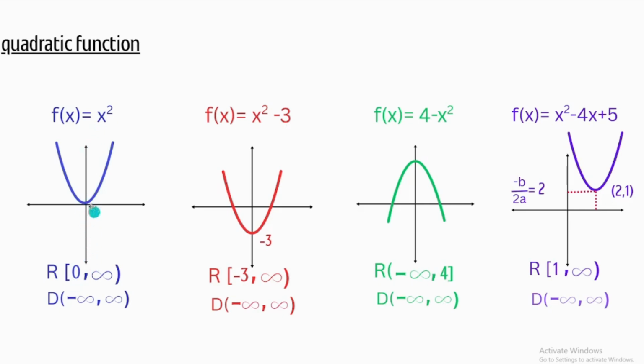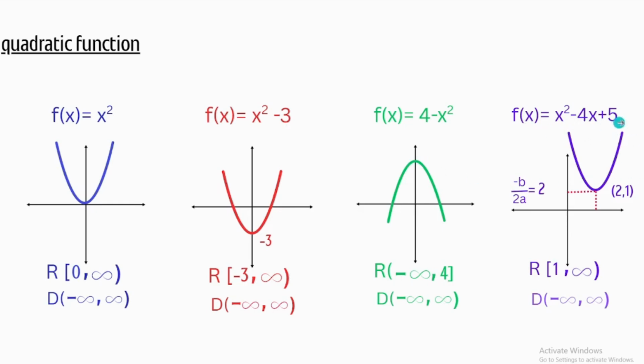Here on the y-axis, the minimum value is from 0 to infinity. In this case, for x squared minus 3, the minimum on the y-axis is minus 3 to infinity. For this kind of quadratic equation which is looking downward, we say the range is from minus infinity to 4, because 4 here is the maximum value.